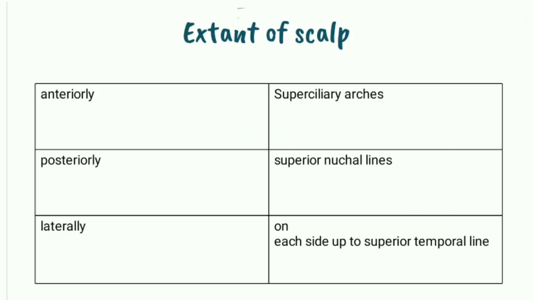Coming to the extent of scalp, here is a beautiful box which I have prepared for you. Extent of scalp. Anteriorly it is extended up to superciliary arches. Superciliary arches is nothing but above the eyebrows. Posteriorly, it is extended up to superior nuchal lines, and laterally, it is extended on both sides up to superior temporal line, nothing but above your pinna.